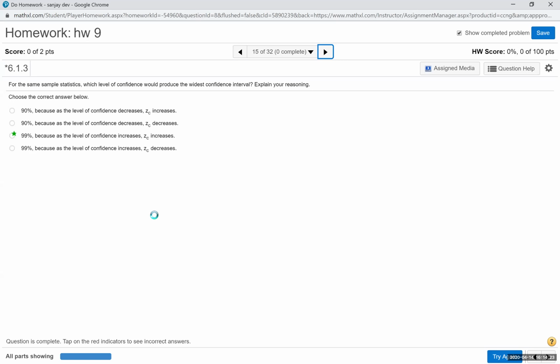Multiple choice. For the same sample statistics, which level of confidence would produce the widest confidence interval? You want to be very confident, so you really want to give a lot of room so you're not going to have an error. So you say 99% confidence, because as the level of confidence increases, so does the critical value.